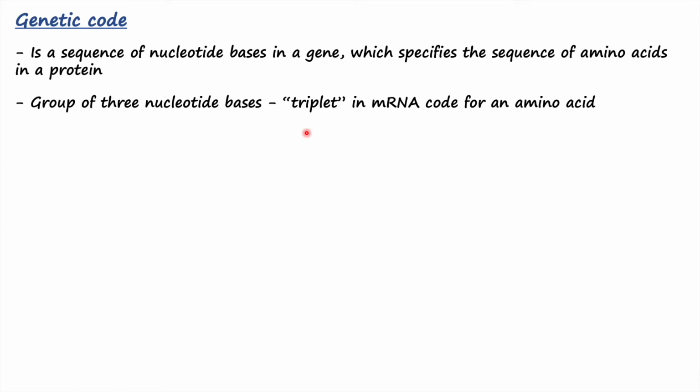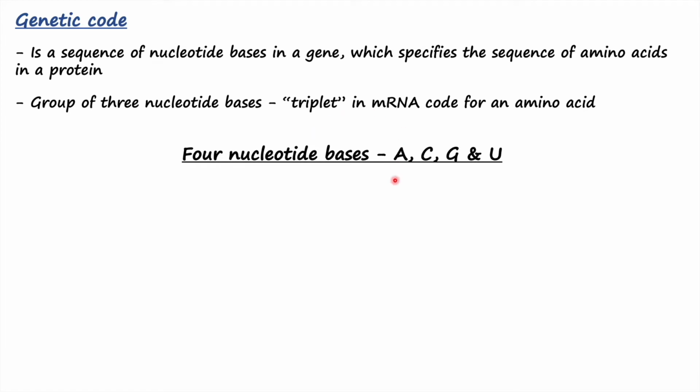So the question is, why are there groups of 3 nucleotide bases? Why can't there be just a pair of nucleotides which can represent the genetic code? To clarify that further, suppose we have 4 nucleotide bases. These are the general 4 nucleotide bases. Here we have adenine, cytosine, guanine, and uracil, because this is RNA. If it is DNA, it would be thymine instead of uracil.